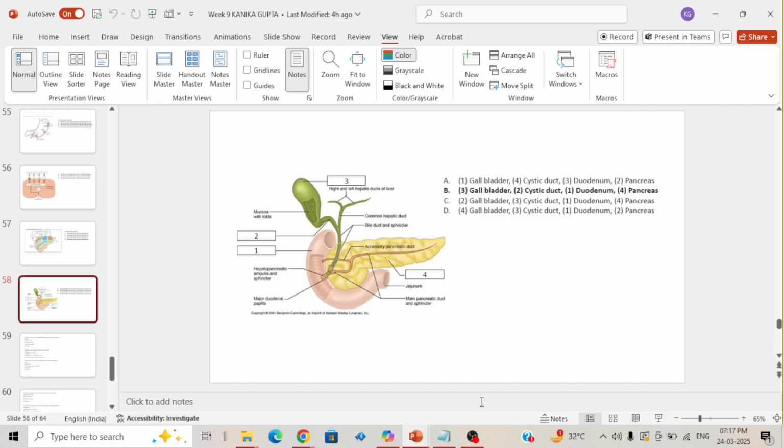Okay, next question. The thing which is marked as 1 is what? Again, the duodenum. Yes. The thing which is marked as 2 is which duct, which connects the gallbladder to the pancreas? Cystic duct. Perfect. The thing which is marked as 3 is the gallbladder. Perfect. And the thing which is marked as 4 is the pancreas. Perfect.